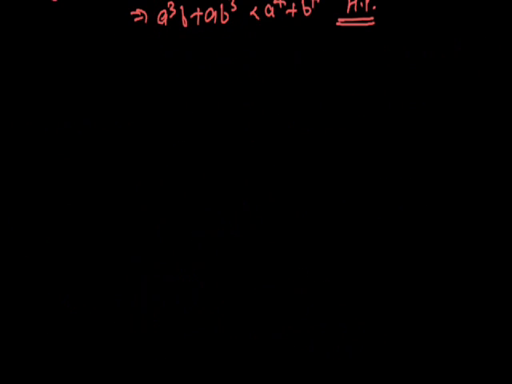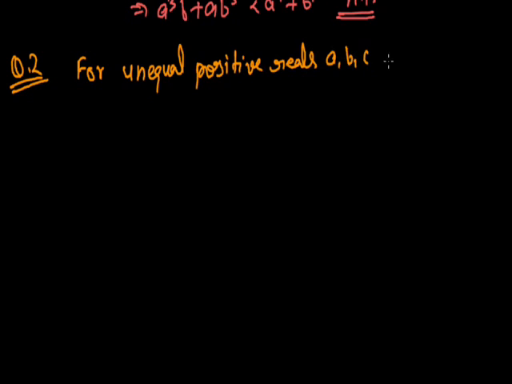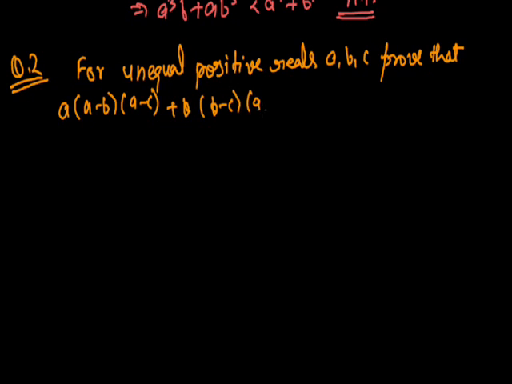Question number 2 is given to us as: for unequal positive reals A, B, C, prove that A into A minus B into A minus C plus B into B minus C into B minus A plus C into C minus A into C minus B is greater than 0. Let us try to solve the above question.